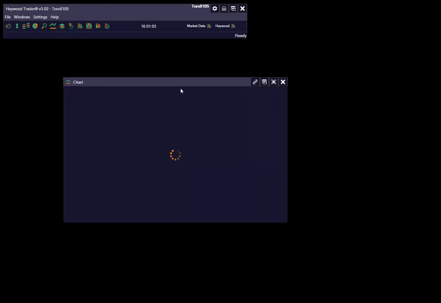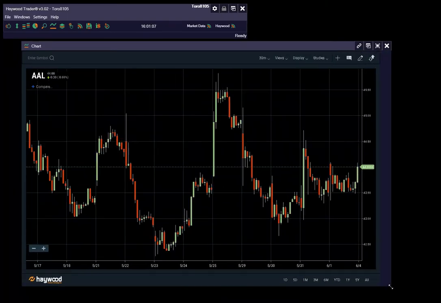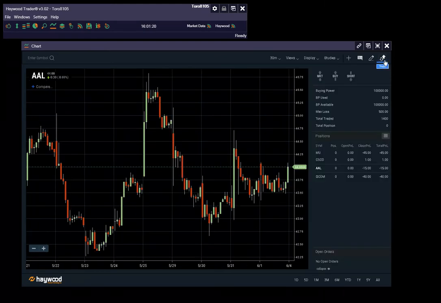Besides that, we have our chart. And our chart here in the Haywood trading platform allows us to display ample amounts of information as well as do technical analysis and indicators to display on the charts, in addition to trading on the charts as well. There's a whole separate video on this, and I encourage you to watch those videos.